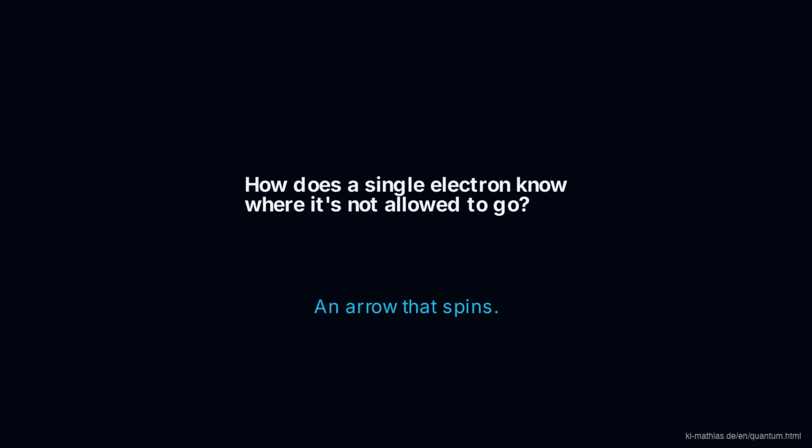The explanation is an arrow that spins. Imagine a clock, a hand that spins at a steady rate. It has a length and it points in a direction. This hand spins while the electron travels. Not in the physical world, in nature's own bookkeeping. And at the end, length squared equals probability.